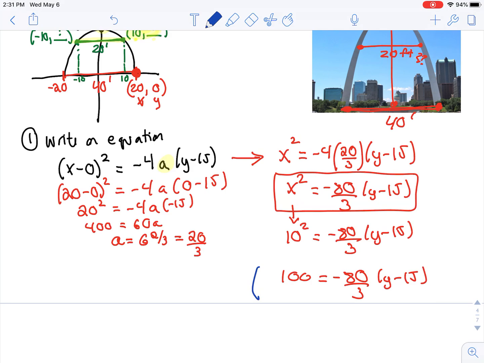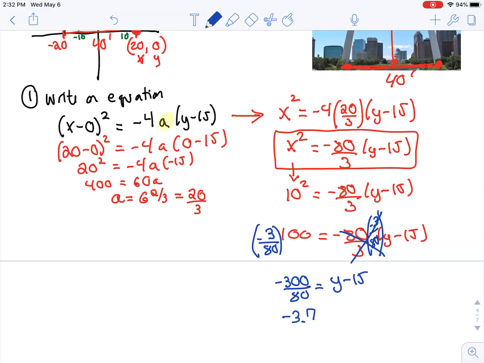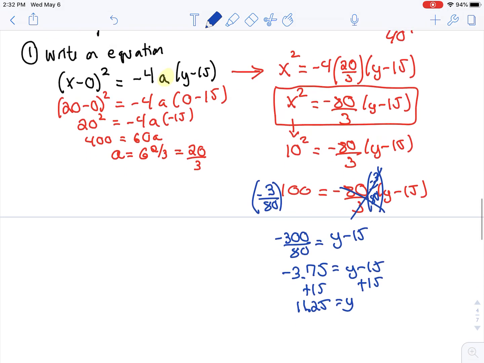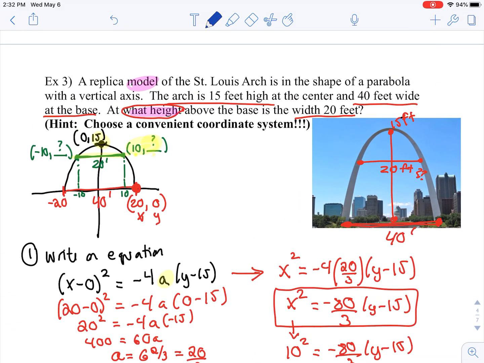I'm going to multiply both sides by the reciprocal, so negative 3 over 80. And again, if I multiply this side, these become 1. This gives me negative 300/80 equals y minus 15. Well, negative 300 divided by 80 is negative 3.75. When I add 15 to both sides, I get a y value of 11.25.